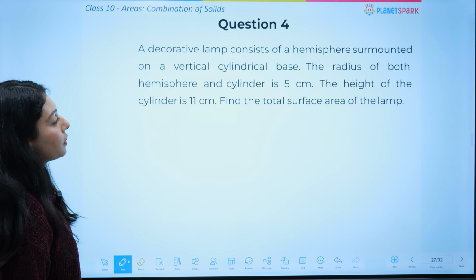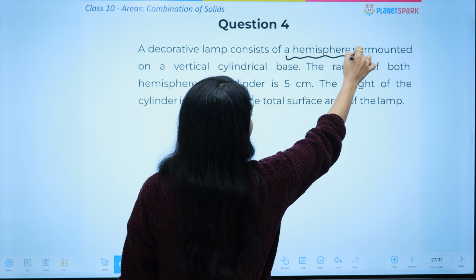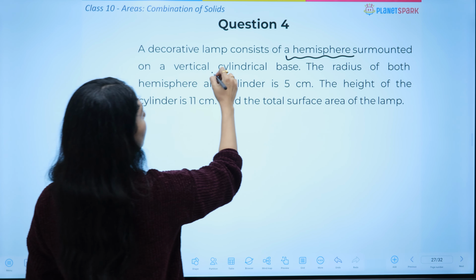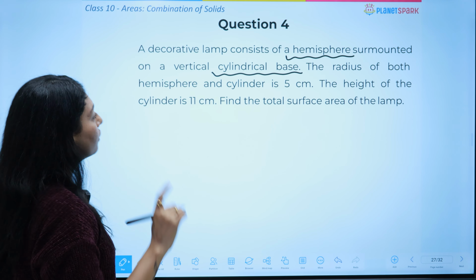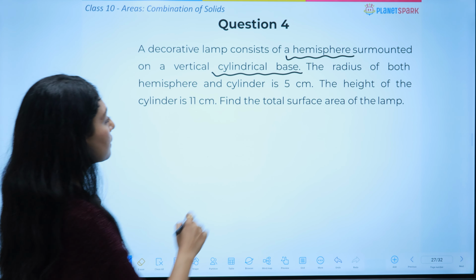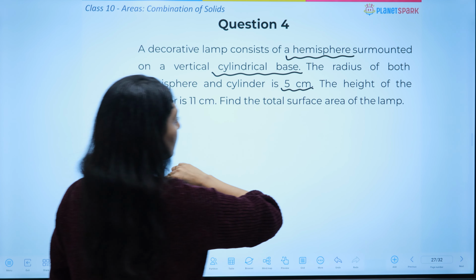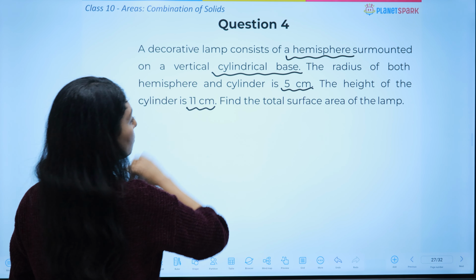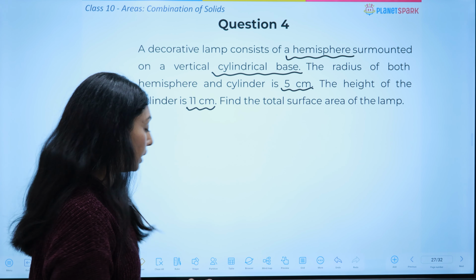A decorative lamp consists of a hemisphere that is surmounted on a vertical cylindrical base. The radius of both the hemisphere and cylinder is given to be equal, that is 5 centimeter. The height of the cylinder is 11 centimeter. Find the total surface area of the lamp.